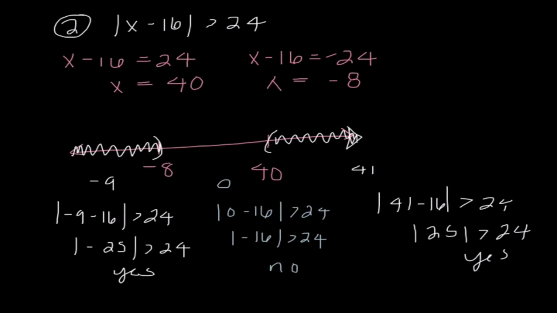Now the thing that I want to stress, and probably the biggest mistake people make, is they see negative 25 and say no. We need to remember absolute value becomes positive. So the absolute value, the distance negative 25 is away from 0, is positive 25. So that's why it's true to the left and to the right.